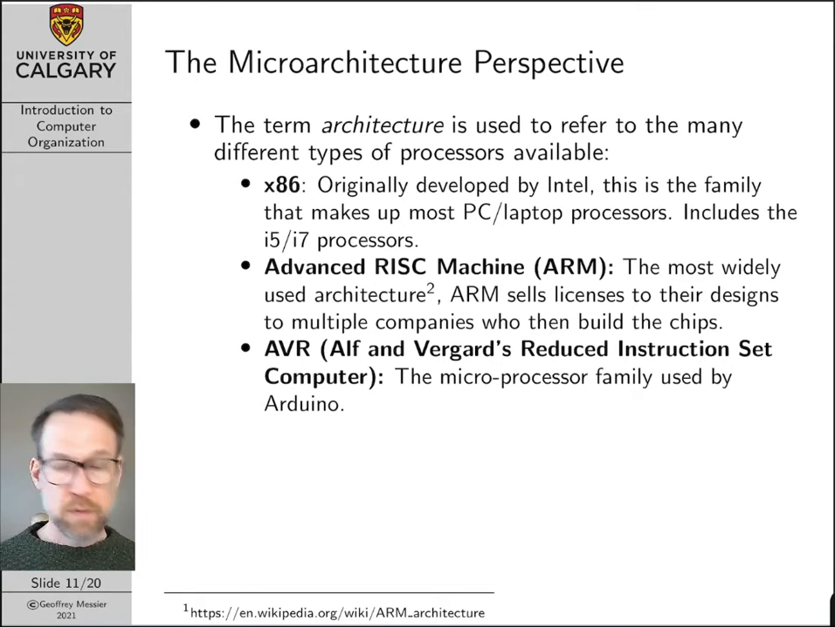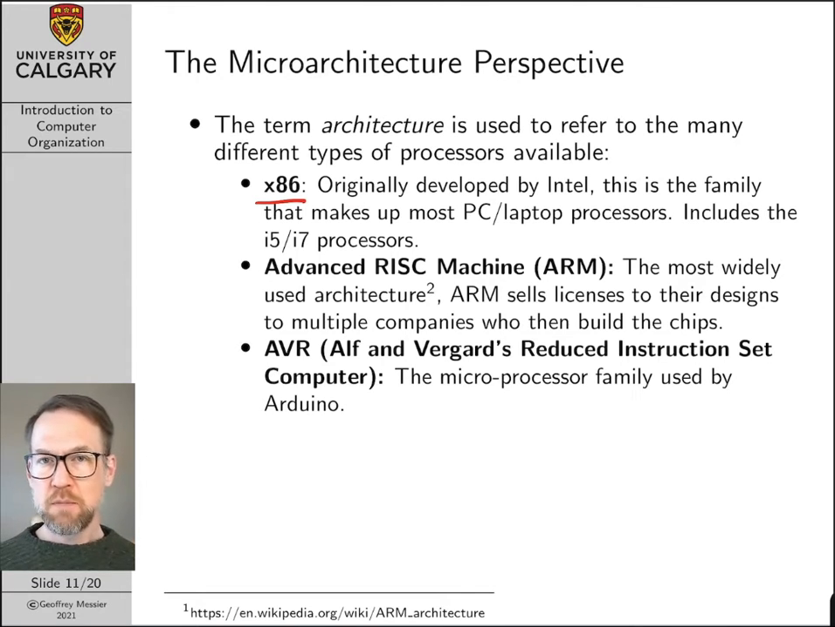And so some of the very common examples that you would have most likely heard of are the x86 family of microarchitectures or architecture family. This architecture was originally developed by Intel, and it makes up most of the processors that we use today on PCs and laptops. So this includes the i5 and i7 family of processors.